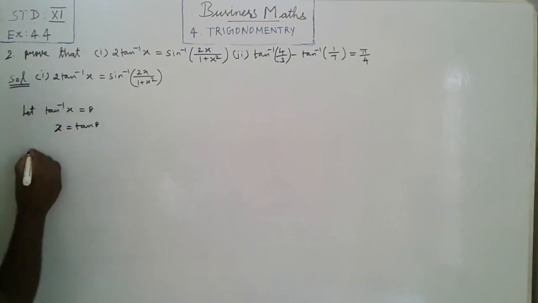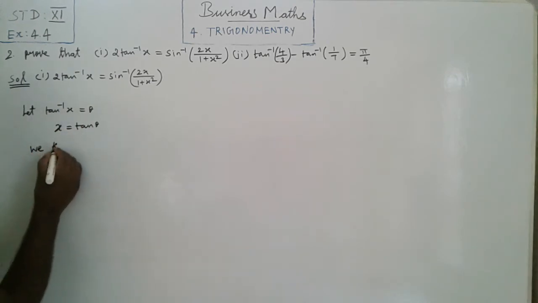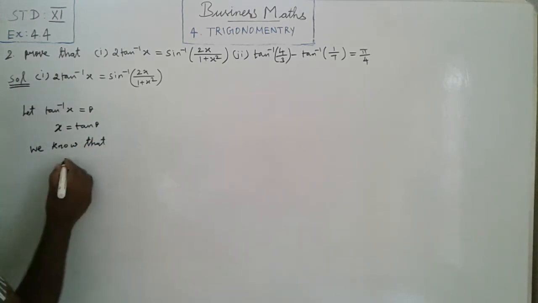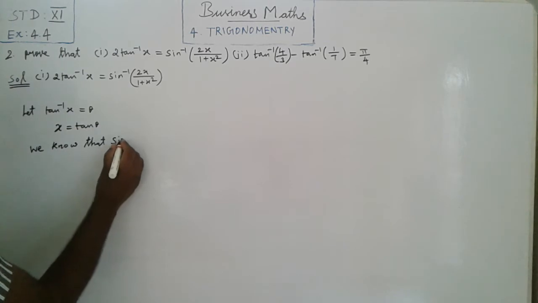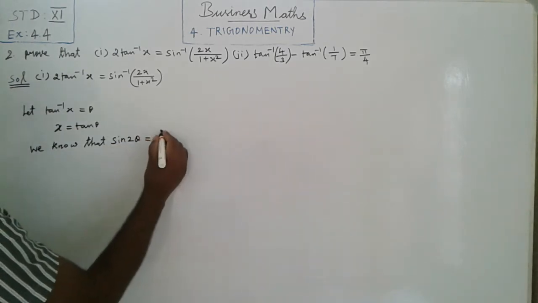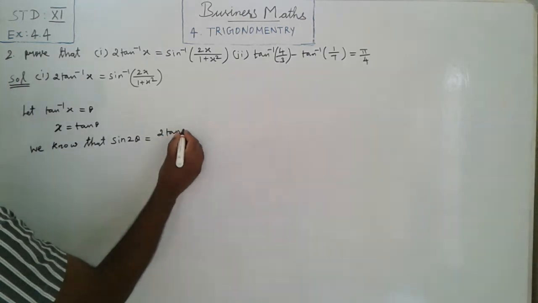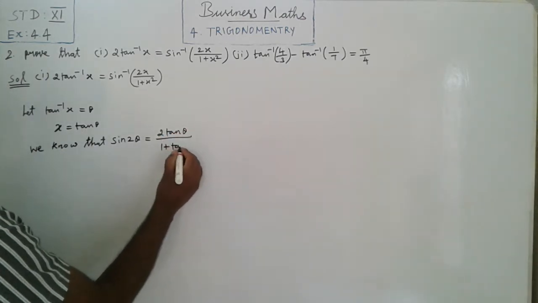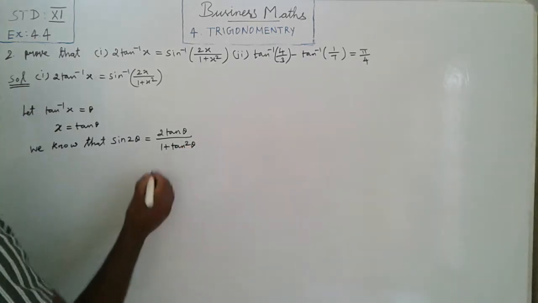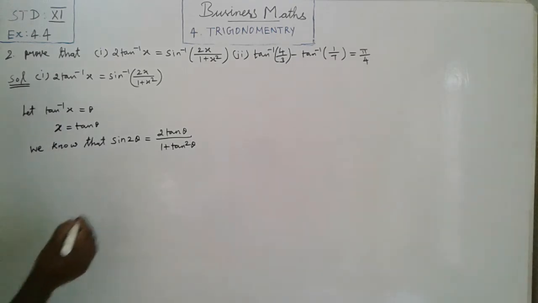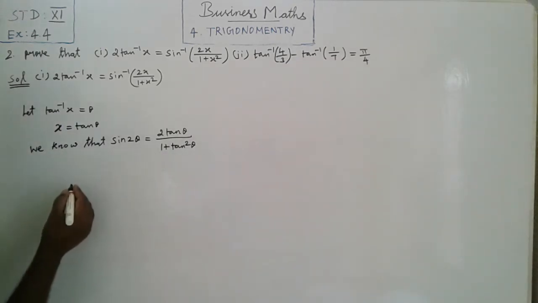We know that sin 2 theta equals 2 tan theta divided by 1 plus tan square theta is the formula.